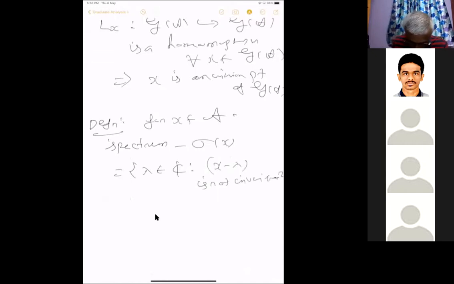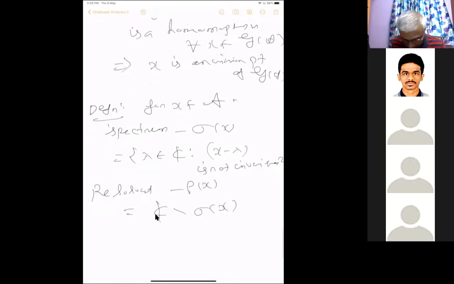If it is invertible, that's called the resolvent, which is denoted by rho of x and which is equal to C minus sigma x. It's just the complement. Rho of x is all those lambda such that x minus lambda is invertible.